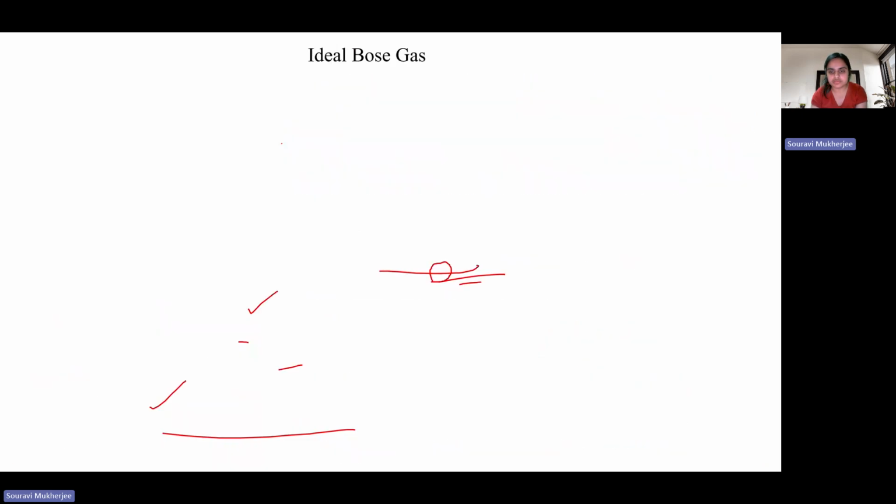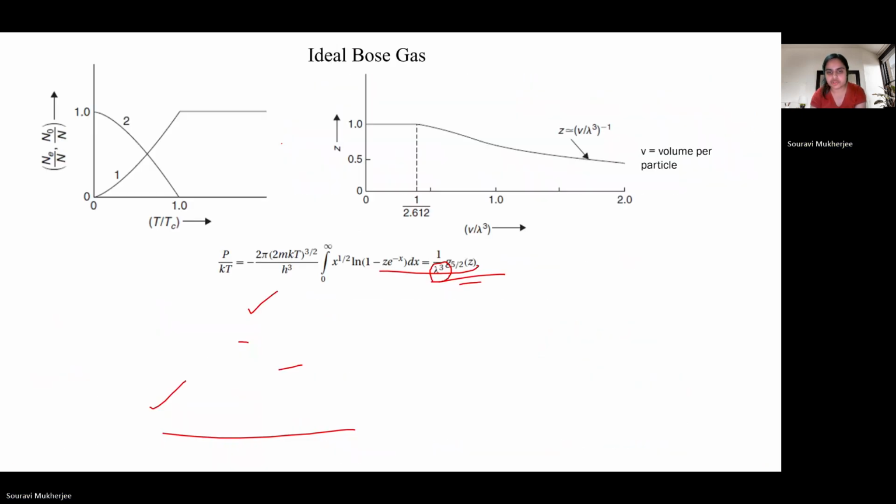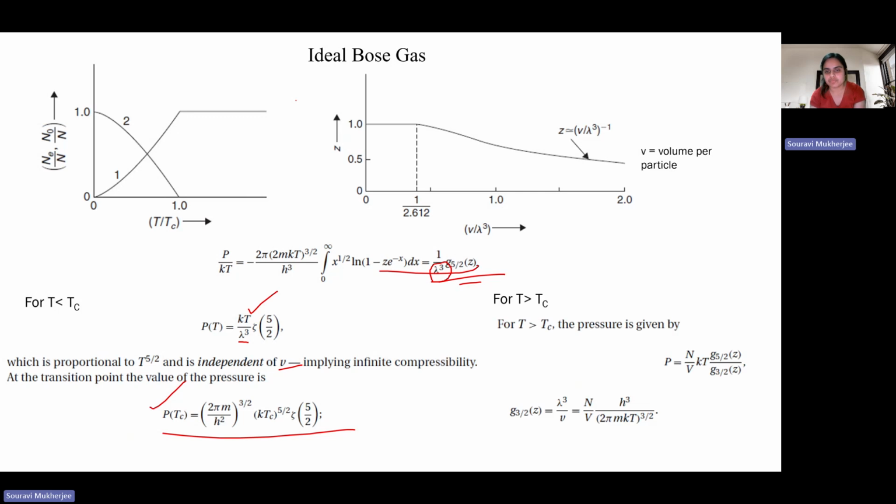If you do that, you can replace the value of lambda cube, and this is what you would get. P by KT is equal to G 5 by 2 Z by lambda cube, and in place of lambda cube you can write it in terms of G 3 by 2. So this is your expression of pressure at temperatures beyond the critical point, and this is your expression for pressure below the critical point. That's how you can try to find all the different thermodynamic variables associated with it.